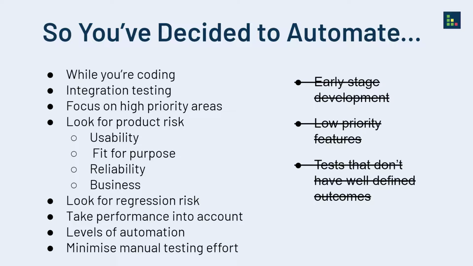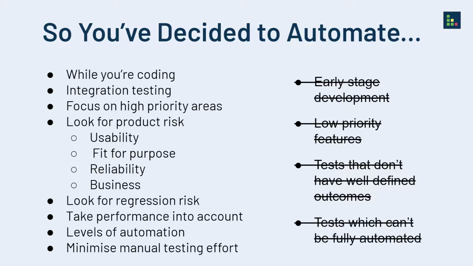Tests that don't have well-defined outcomes. If you don't know what the outcome of a test is or should be, you probably shouldn't be automating it. There are some tests without well-defined outcomes that might be automated to some extent, performance tests, for example. But for functional tests, you should definitely know the outcome, and that outcome should be binary, pass or fail in nature. Anything else is probably going to lead to problems.